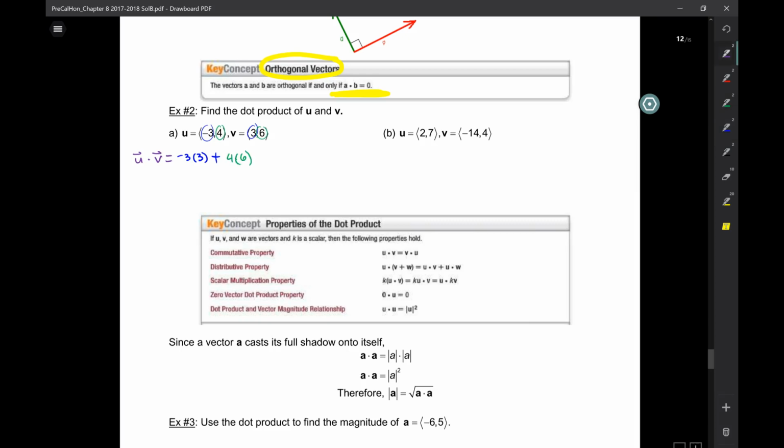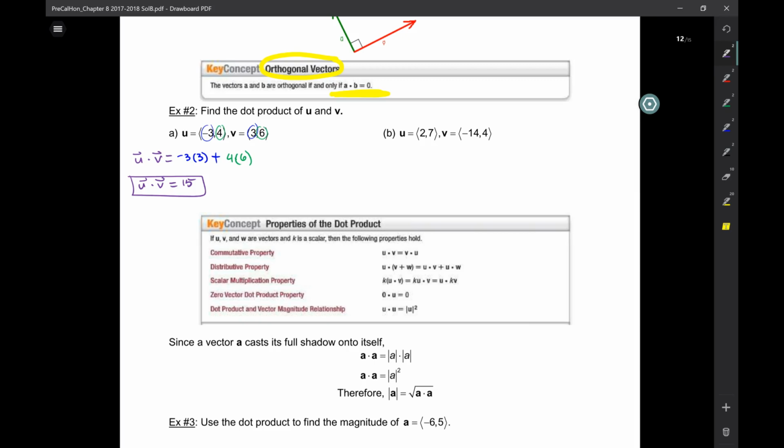So that's going to be negative 9 plus 24. What do we think? 15. All right? And the dot product is a scalar. The dot product is a scalar number. All right. This is something new when it comes to vectors.